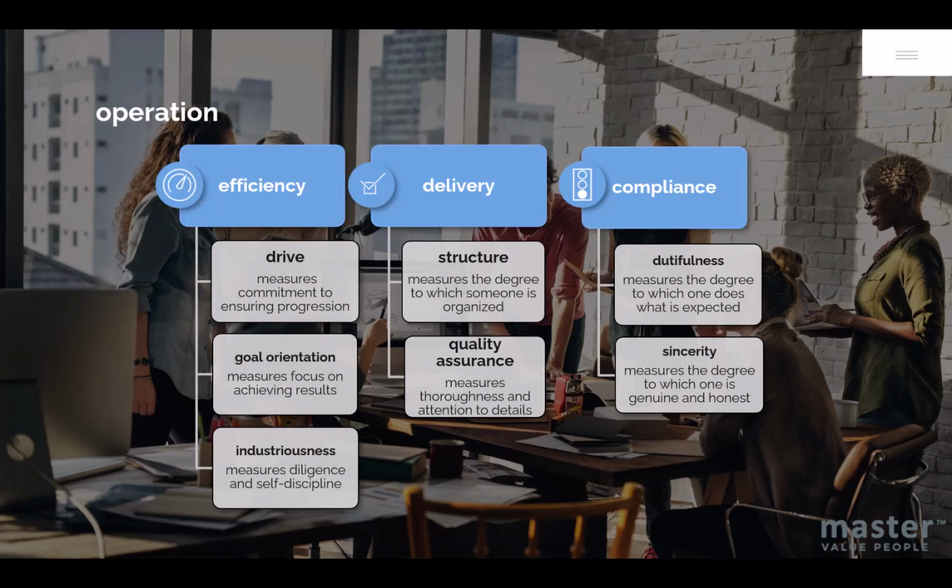The middle group is called operation and includes the dimensions efficiency, delivery, and compliance, all of which are strongly aligned with the 5-factor dimension of conscientiousness. Efficiency is measured by the aspects drive, goal orientation, and industriousness. Drive measures commitment to ensuring progress, the degree to which one pushes forward, ensuring things don't come to a halt. High scores here are critical for some roles but beneficial for most. A person with a high drive score will likely be more efficient than someone with a low score.